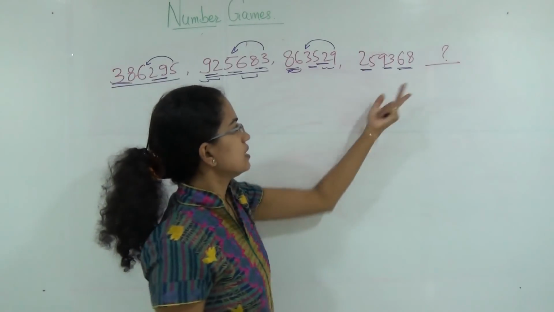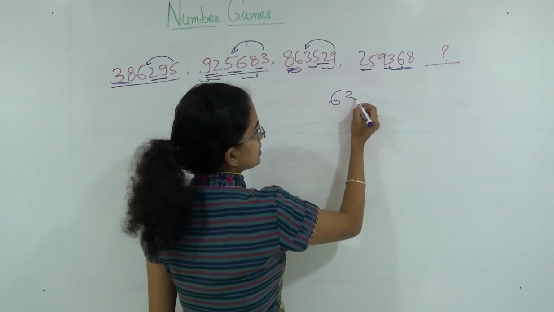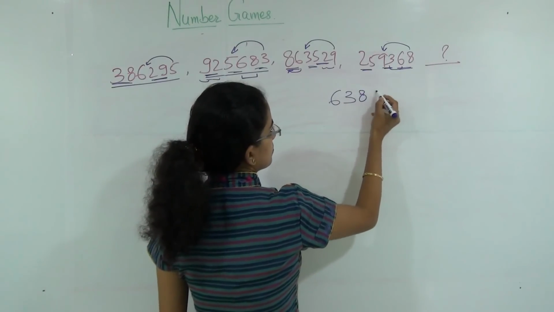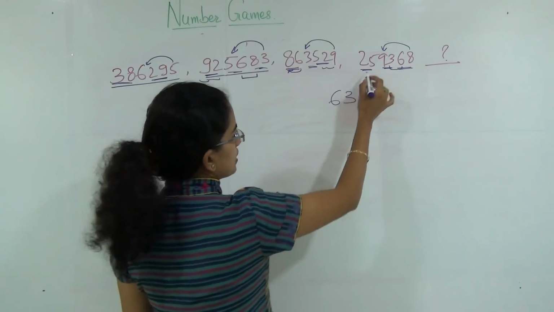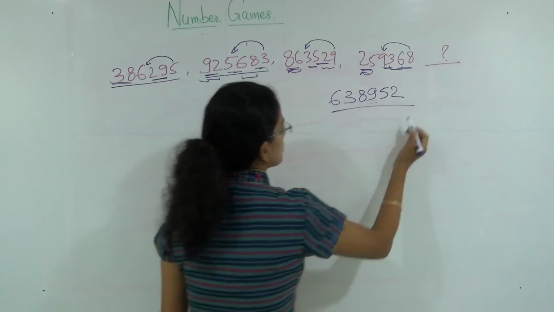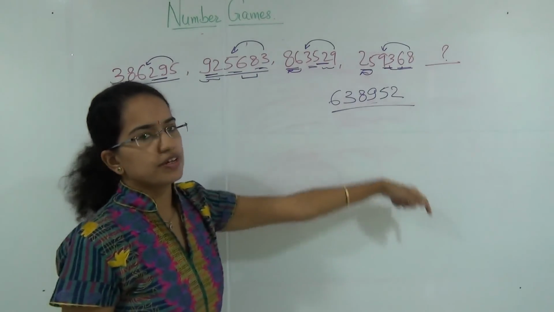So what can we do here? It's very simple. We will take these two numbers and reverse them, so it becomes 6, 3. Then I will take these two numbers and reverse them, so it becomes 8, 9. And finally, these two reversed become 5, 2. So the next number in the series would be 638952.